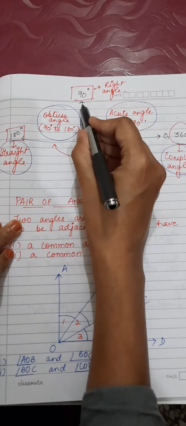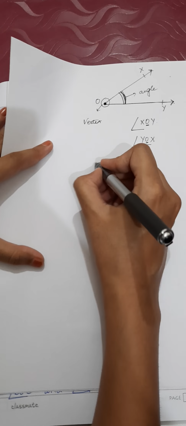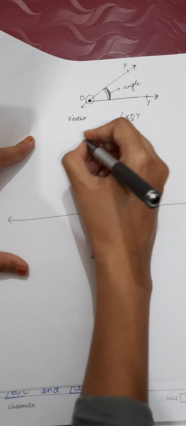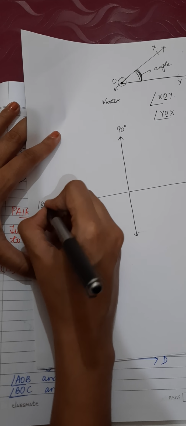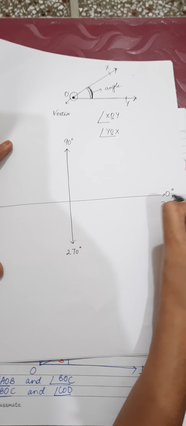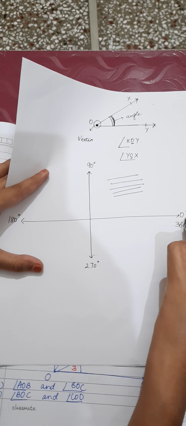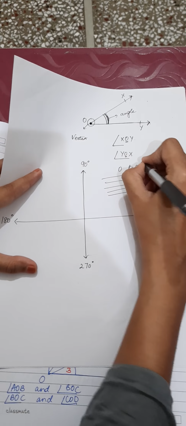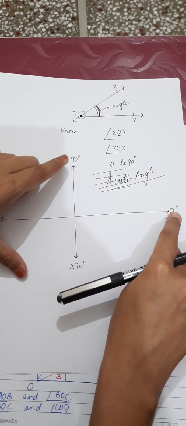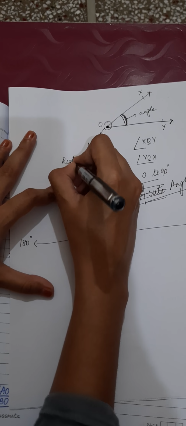In this diagram, I have made a graph like this, right? In this graph, let me show you here. Like this I have made. This is 0. This is going to be 90 degrees. This is going to be 180 degrees, and this is going to be 270 degrees. Here it is going to be 360 degrees. 0 degree is named as zero angle. Then this part from 0 to 90 is called an acute angle. 90 degrees is called a right angle.